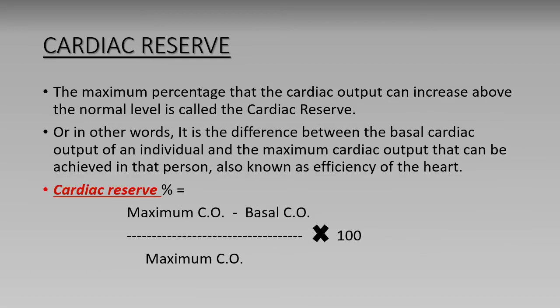Now, cardiac reserve. What is cardiac reserve? The maximum percentage that the cardiac output can increase above the normal level is called the cardiac reserve. Or in other words, it is the difference between the basal cardiac output of an individual and the maximum cardiac output that can be achieved in that person, also known as efficiency of the heart. So cardiac reserve can be calculated as (maximum cardiac output minus basal cardiac output) upon maximum cardiac output into 100.